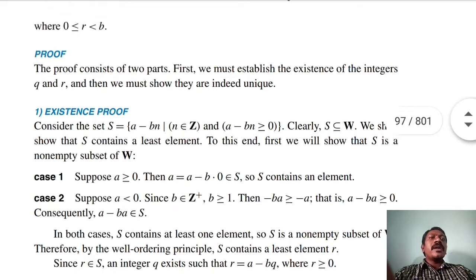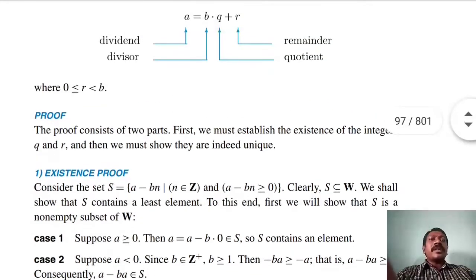The set is very clear. While you see the basic equation a equal to bq plus r, there we can take bq to the left hand side, then you can get a minus bq. So for this only we are going to prove r as a minus bq. So let r be the least number. We are going to prove that in a few steps.